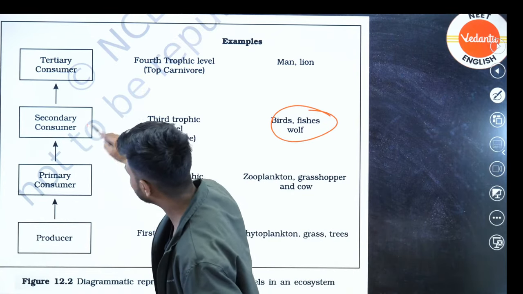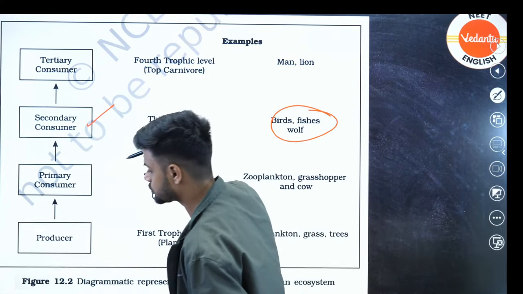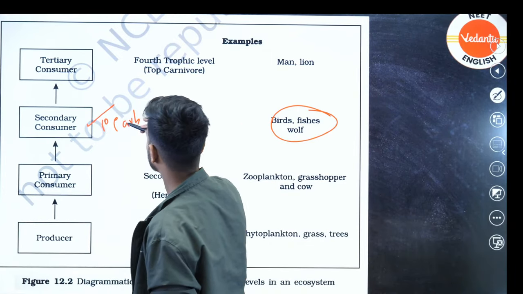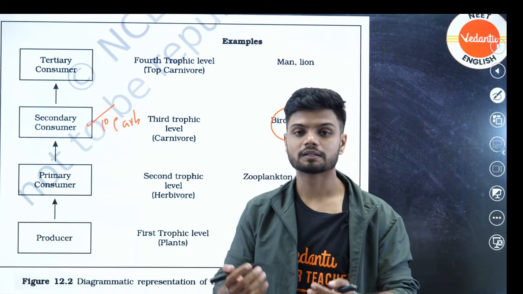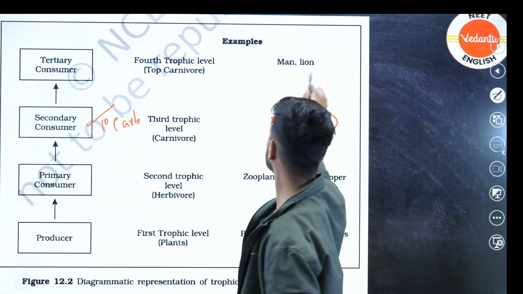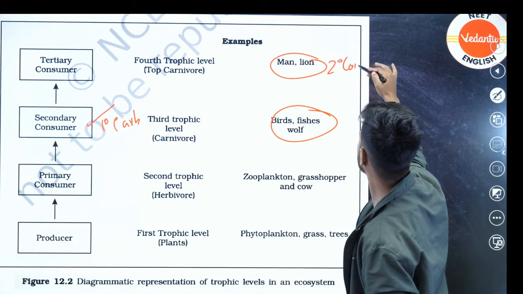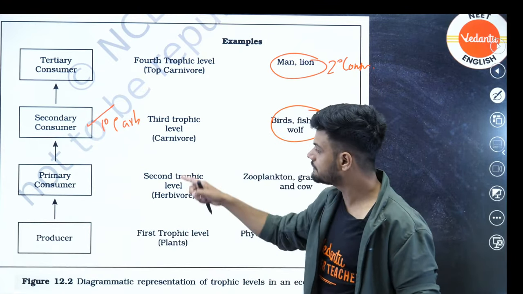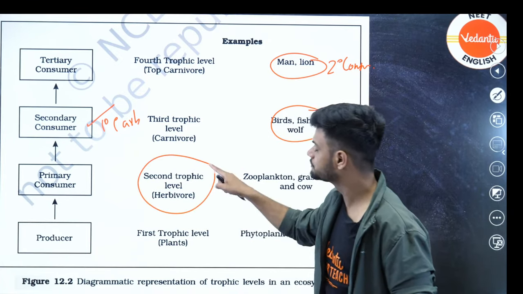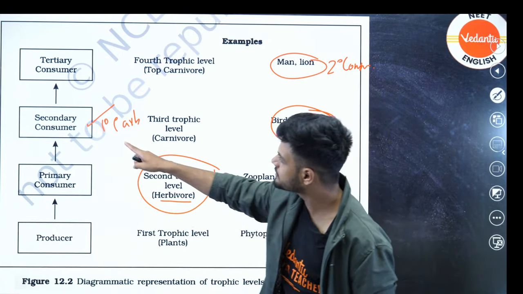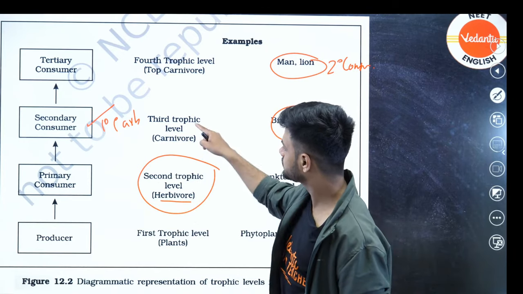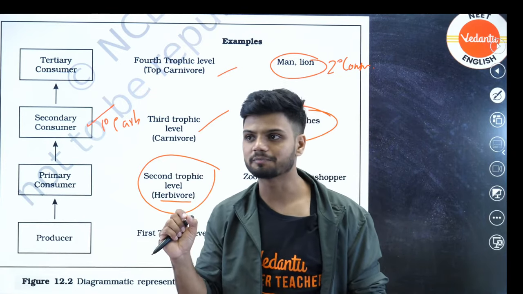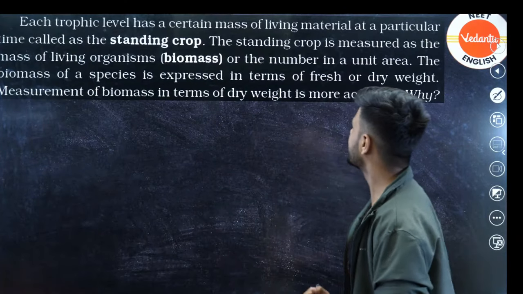That is your secondary consumer. Remember, secondary consumer is your primary carnivore. Now, what about your secondary consumer? Then we have producers at the first trophic level. Then we have primary consumer at second trophic level. That is also called herbivores. Then we have secondary consumers at third trophic level. Tertiary consumer at fourth trophic level. Clear? Amazing. Now, next one.